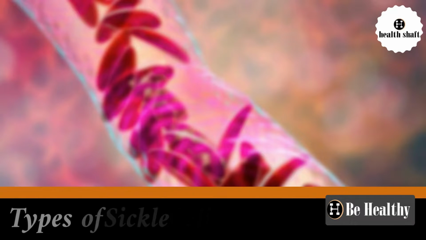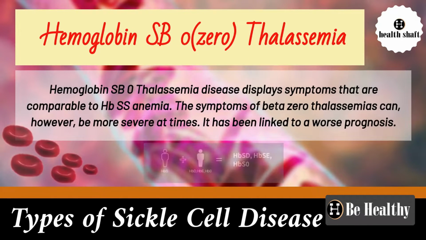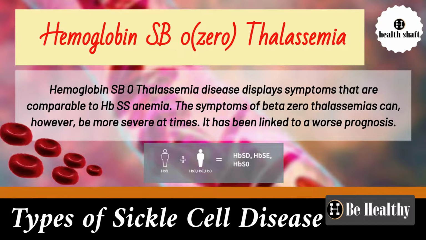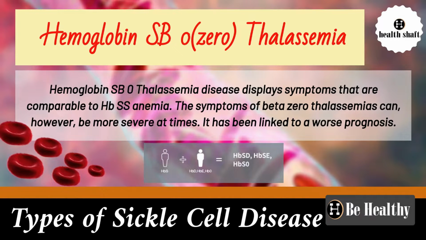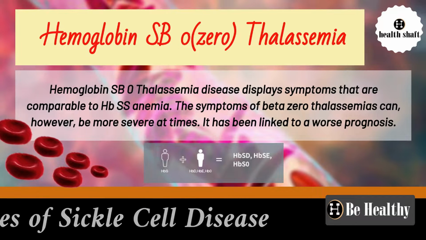The 4th kind of sickle cell disease is sickle beta 0 thalassemia. The beta globin B gene is also involved. This type of sickle cell disease displays symptoms that are comparable to HbSS anemia. The symptoms of beta 0 thalassemia can, however, be more severe at times. It has been linked to a worse prognosis.